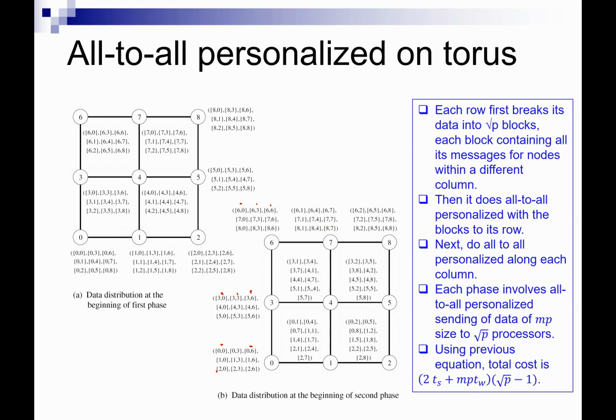And so you're going to do that by doing an all-to-all personalized broadcast first on the rows. In the first phase, you do all-to-all personalized broadcast on the rows, and then after that, you're going to do all-to-all personalized broadcast on the columns.